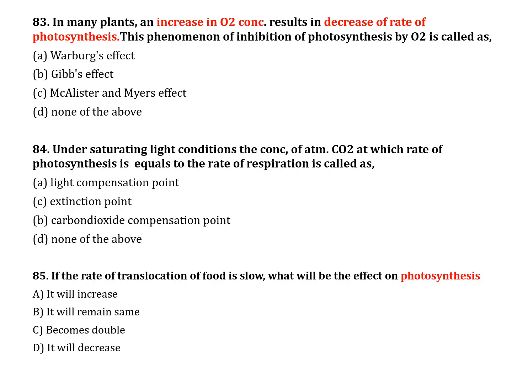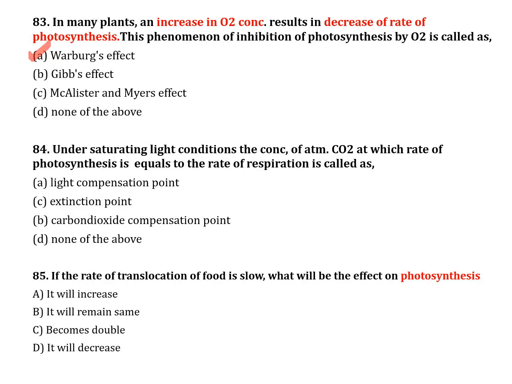The next question, number 83. In many plants, an increase in oxygen concentration results in decrease of rate of photosynthesis. This phenomenon of inhibition of photosynthesis by oxygen is called as option A, Warburg's effect. Option B, Gibbs effect. Option C, McAllister and Meyer effect. Option D, none of the above. Correct answer is option A, Warburg's effect.